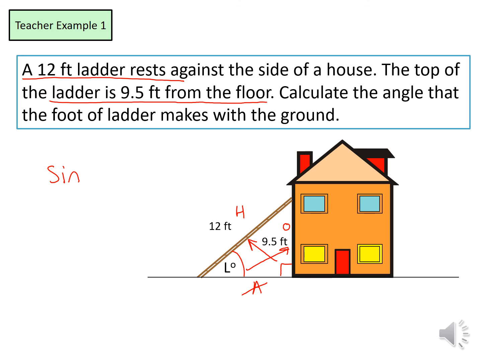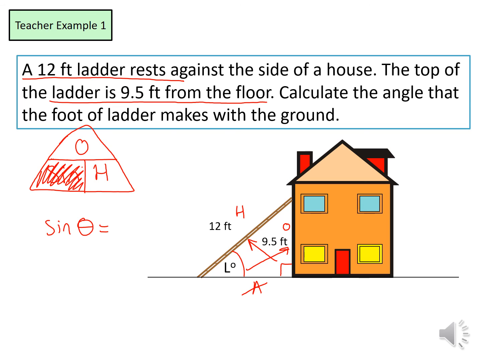Sine, opposite and hypotenuse. We are trying to work out the angle, so we don't need this one here. We shade it in or cover it up, so we're left with the opposite over hypotenuse. Remember, this is an angle question, so let's write it out. Sine angle equals opposite over hypotenuse. We want to get the angle on its own, so you have to do the inverse.